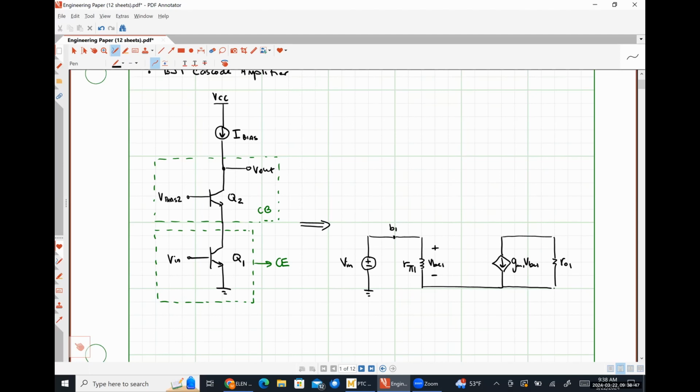ro1. This is my collector for transistor 1. Down here in the center is my emitter for transistor 1, which is grounded. Now, on top of this guy, I'm going to draw my small signal model for transistor 2.